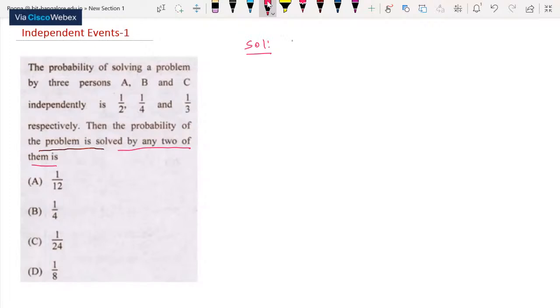Consider A, B, C. What is given in the problem? The probability of A solving the problem is 1 by 2. The probability of B solving it is 1 by 4. And the probability of C solving it is 1 by 3. But they mention A, B, C solve independently. All events are solved independently. They are not depending upon anyone.